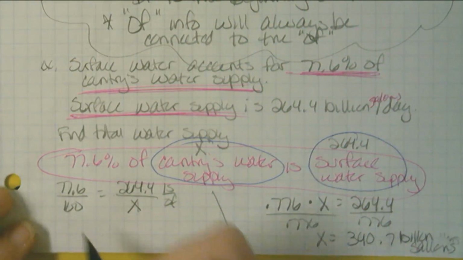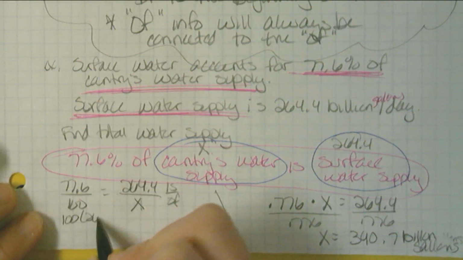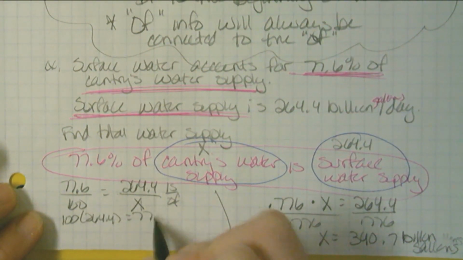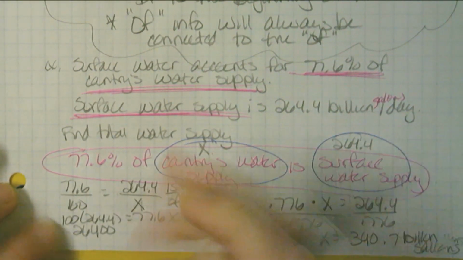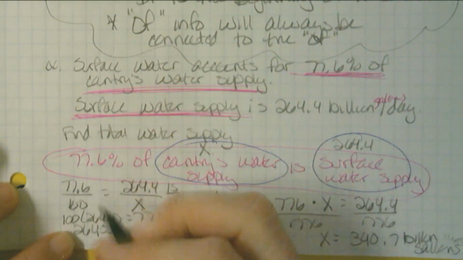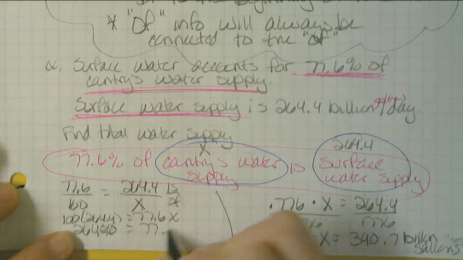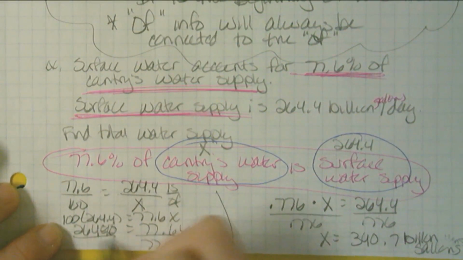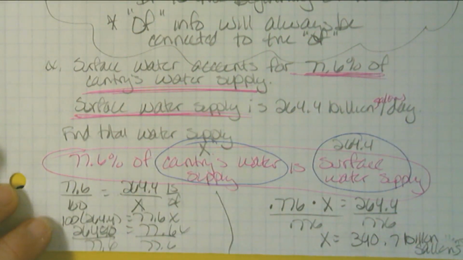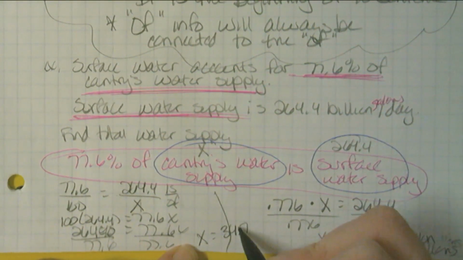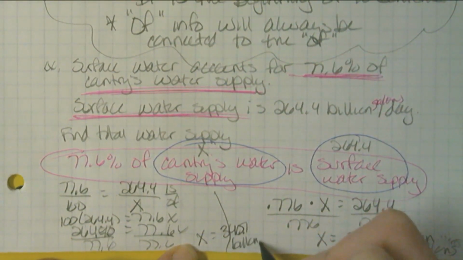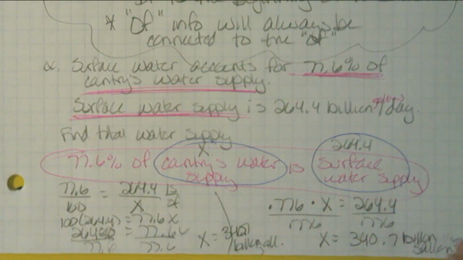All right, if I do my cross multiplication, I have 100 times 264.4 is equal to 77.6x. So that's 26440 is equal to 77.6x. I'm just making sure we got the same answer. 26440, put your hand down, divided by 77.6, and I end up with the same answer. X is equal to 340.7 billion gallons. That's okay.